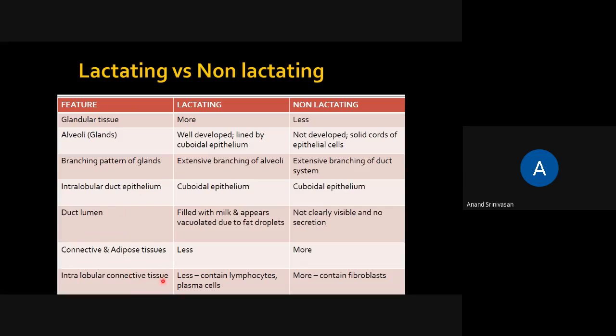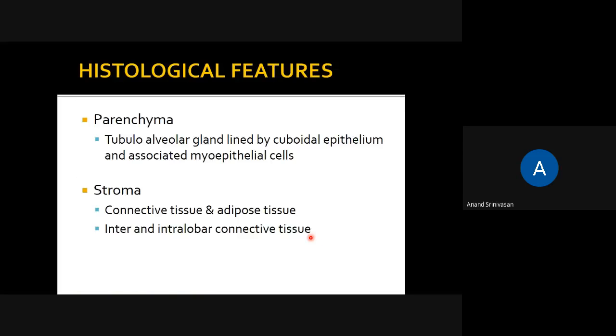The intralobular connective tissues here are less and they contain lymphocytes and plasma cells. Here it mostly contains the fibroblasts. Okay, this is about the myoepithelial cells.